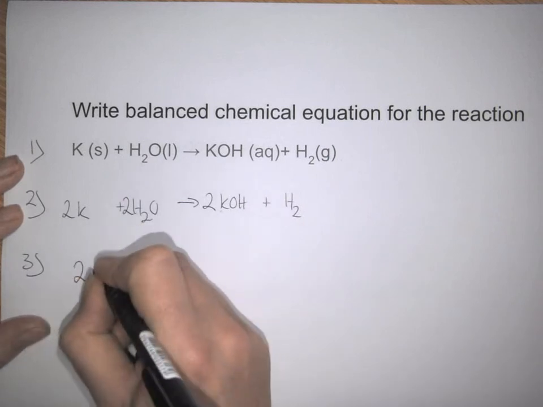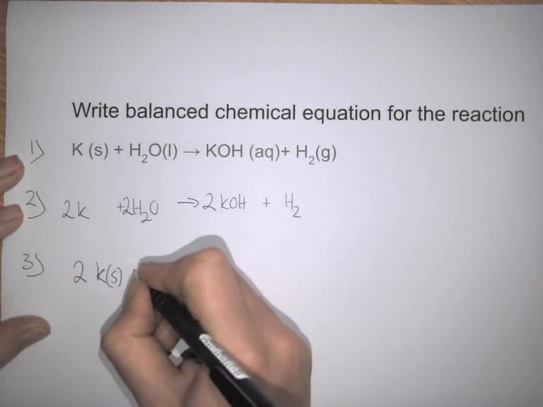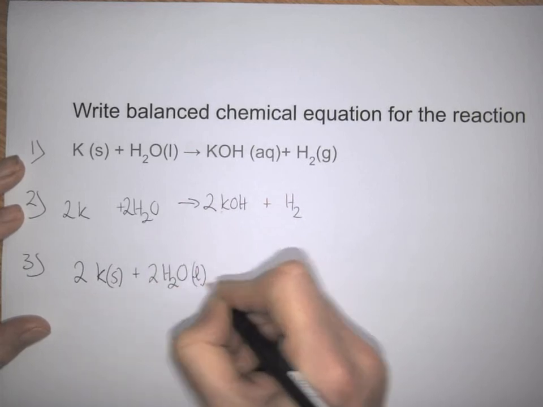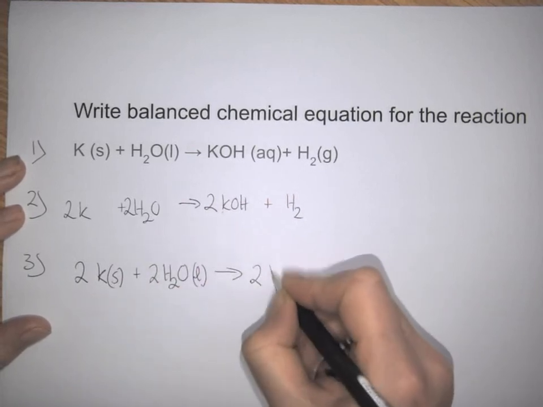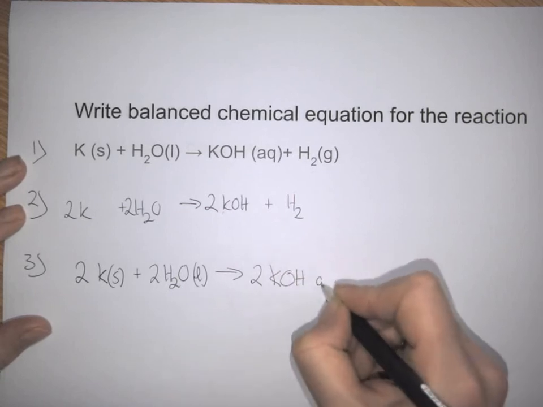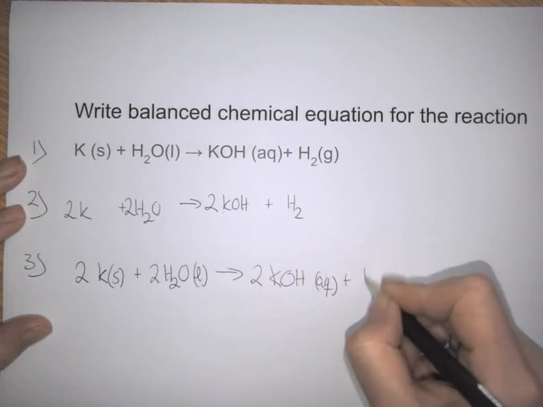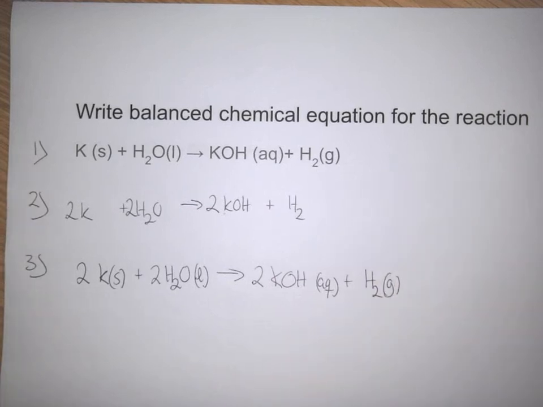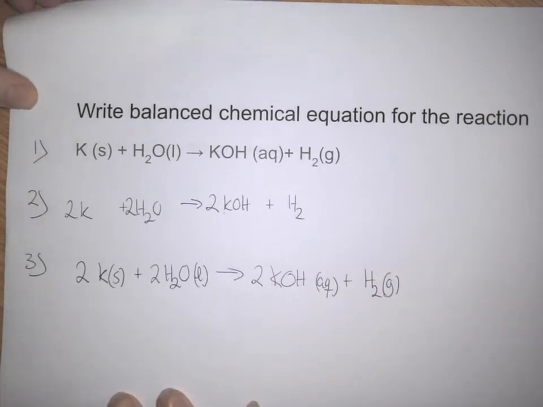Okay, so 2 potassium in solid state is reacting with 2 water in liquid state. That will form 2 potassium hydroxide in aqueous state plus hydrogen gas. This is the balanced one. Okay, we take one more.